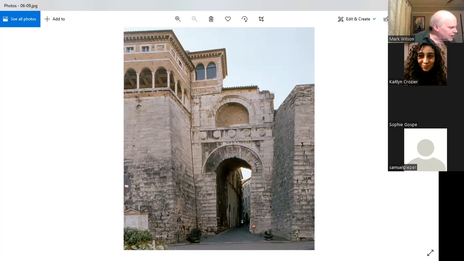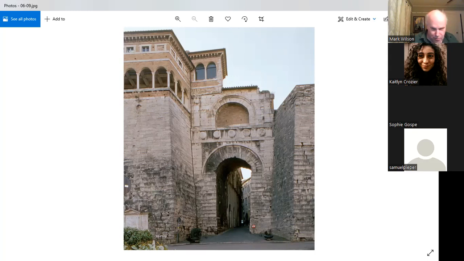Okay, this is the next must know. This is Porta Augusta. It's the third one on your list for tonight. Porta Augusta, like Augustus Caesar without the S. Porta Augusta. Perugia, it's a city in Italy.